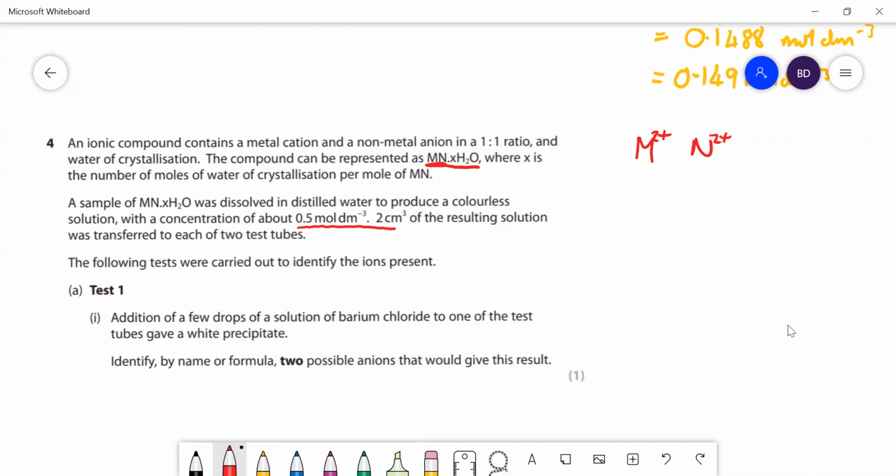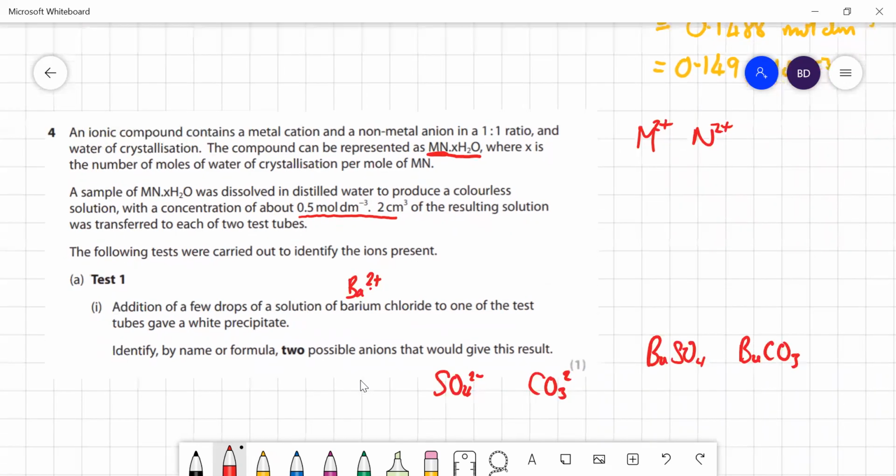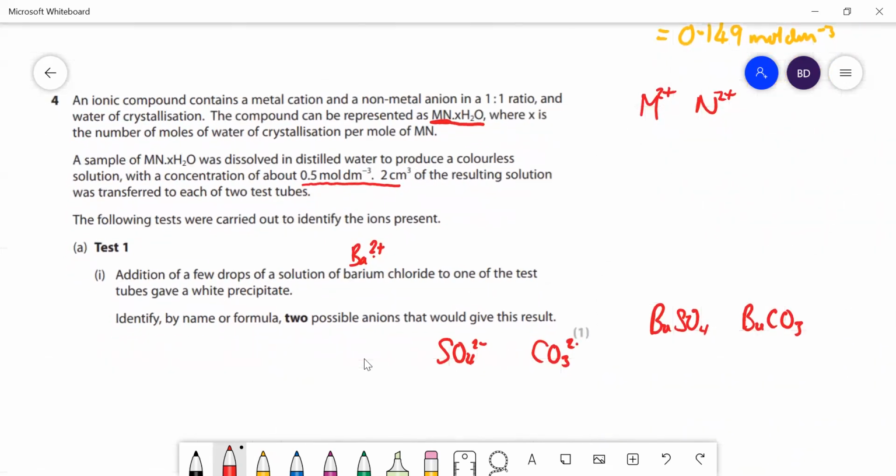Okay, so they added barium chloride to one of the test tubes, and that gave a white precipitate. So that would tend to indicate that you've either got sulfate ions or carbonate ions present, because both barium sulfate and barium carbonate are very insoluble. So it could be either one of those two. I've given the formula there. Oh, sorry, it should be 2 minus there.